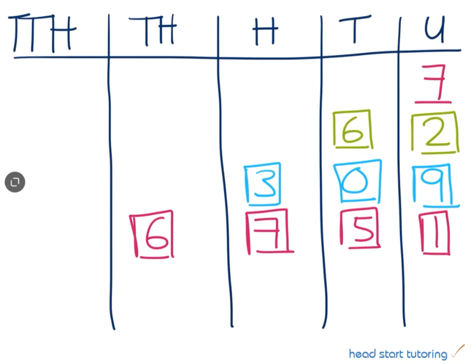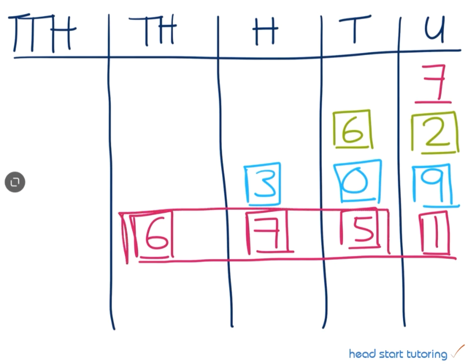We have got 6,751 units in this entire number. We have got 675 tens in this number. We have got 67 hundreds in this number, and we've got 6 thousands in this number.